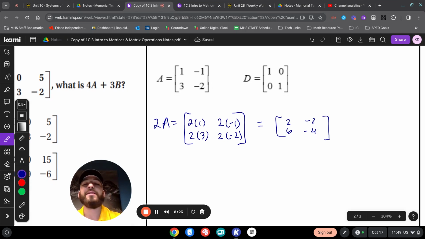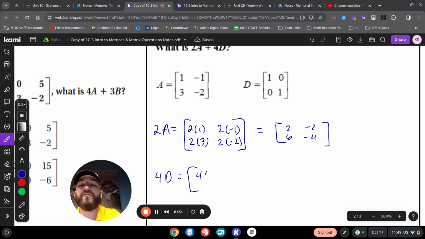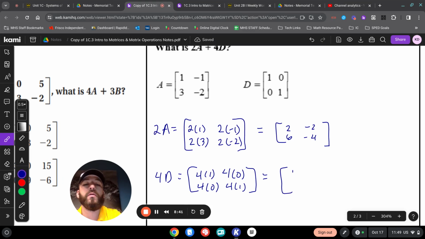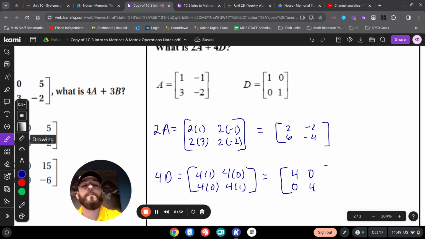So same thing. I'm doing 2A and then 4D. So 4 times D would be equal to 4 times 1, 4 times 0, 4 times 0, and 4 times 1, which would equal 4, 0, 0, and 4. And once again, I get my brackets and my parentheses mixed up.